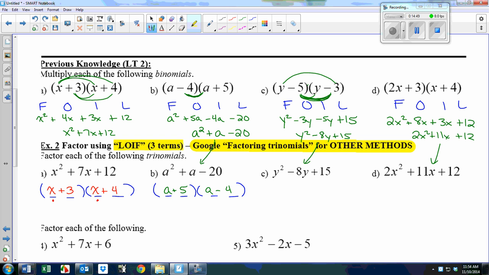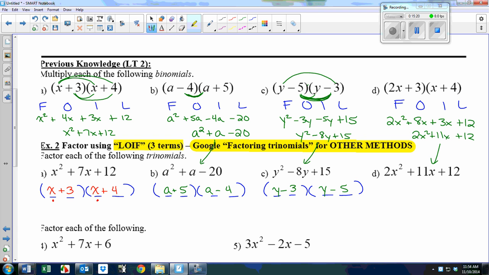All right, C. Blank, blank, blank, blank. It's got to be Y and Y. Multiplies to make 15, adds to make negative 8. The only way that's going to happen is if both of your numbers are negative. Both of your numbers have to be negative for them to multiply and make a positive number, but add to make a negative. So both of them are negative, and of course, things that multiply to make 15 and add to make 8: 3 and 5.